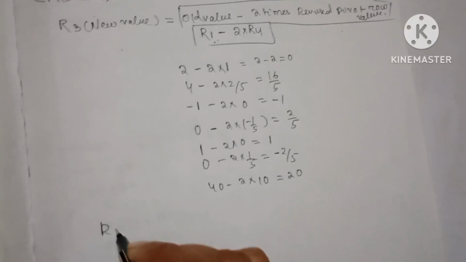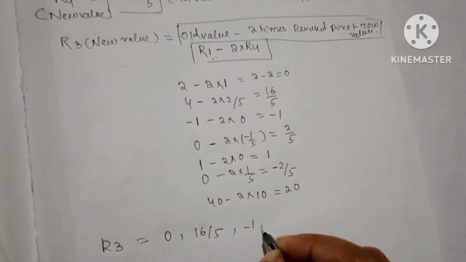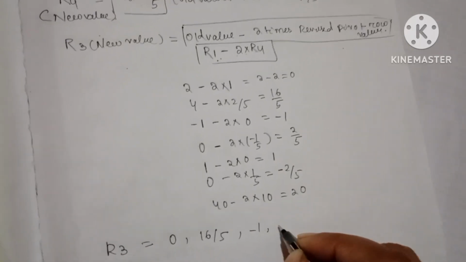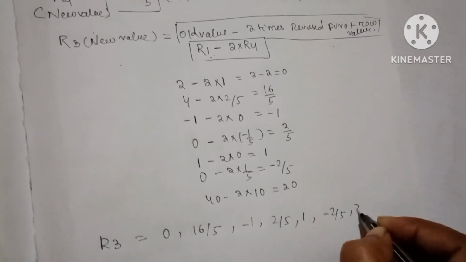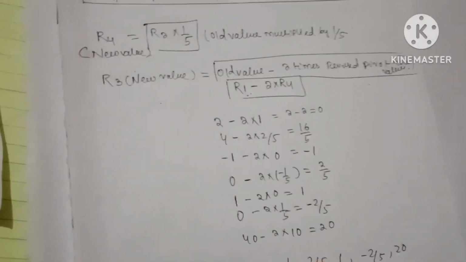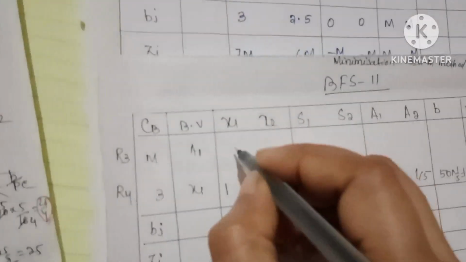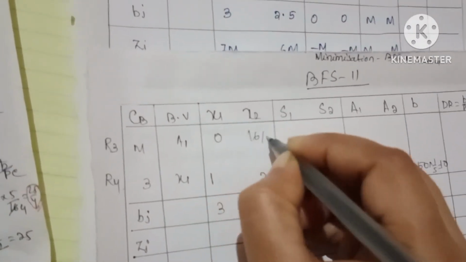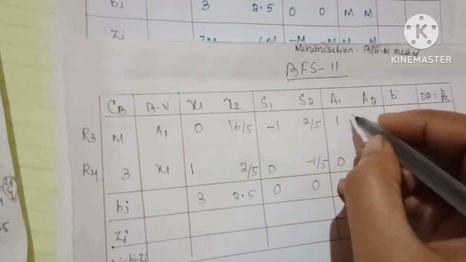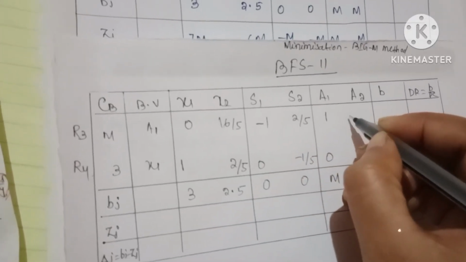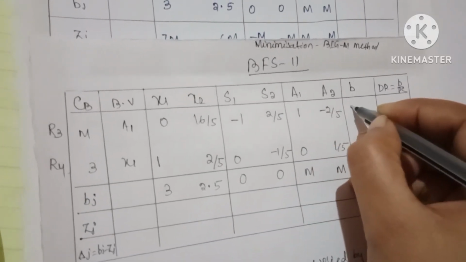So now the values of row 3 are 0, 16 by 5, minus 1, 2 by 5, 1, minus 2 by 5 and 20. Just put the values in the table here: 0, 16 by 5, minus 1, 2 by 5, here 1, then minus 2 by 5 and here it is 20.